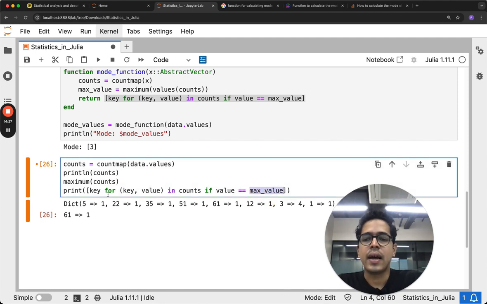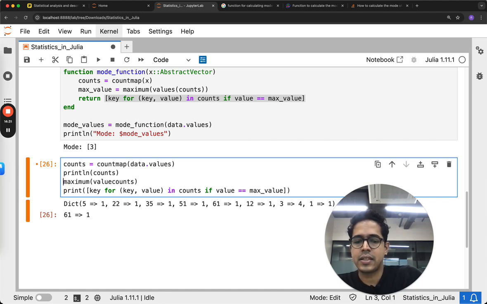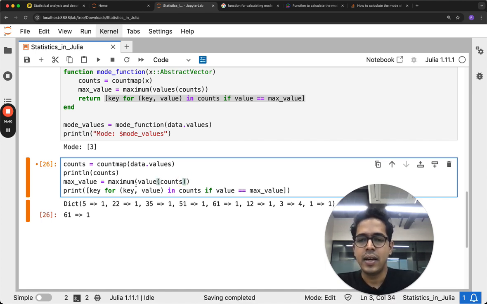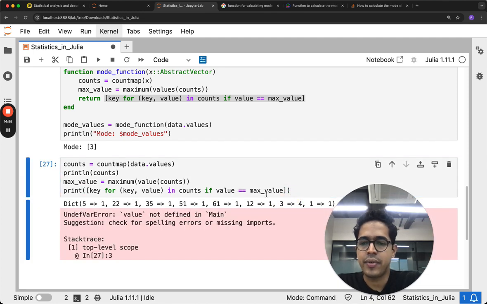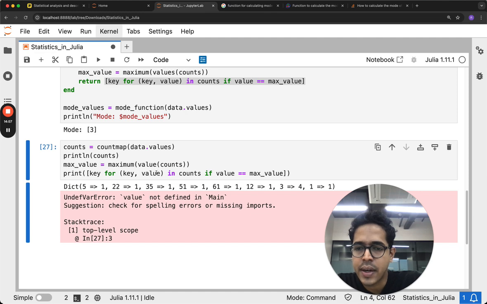So in counts, if value equal to max value, so what is max value? It's 4, and actually here we have to define max value. I'm just rewriting the function to take you through it in a more easy to understand way. Maximum of values of counts. So now the max value will be 4, and it will iterate through all the values and print whatever is the key corresponding to that, and the key corresponding to 4 is 3. Now if we run this, value is not defined.